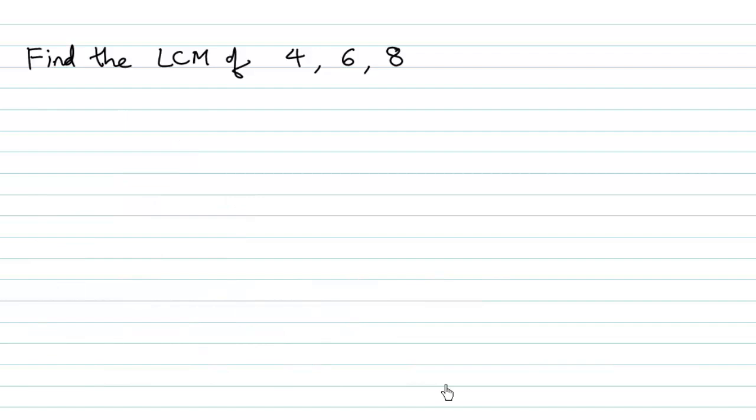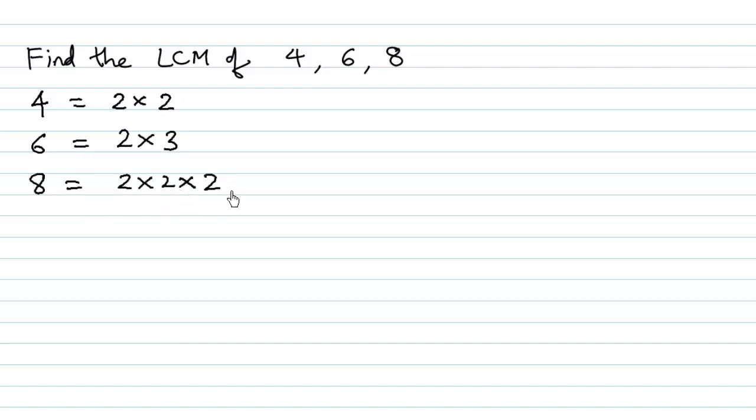Let's do another example. Find the LCM of 4, 6 and 8. So we're going to write down the prime factors of 4, which is 2 multiplied by 2. Then the prime factors of 6, which is 2 multiplied by 3. And then the prime factors of 8, which is 2 multiplied by 2 multiplied by 2. So first of all, we're going to find out the HCF, the common factors in all the 3. And that is 2. 2 is present in all the 3 numbers.